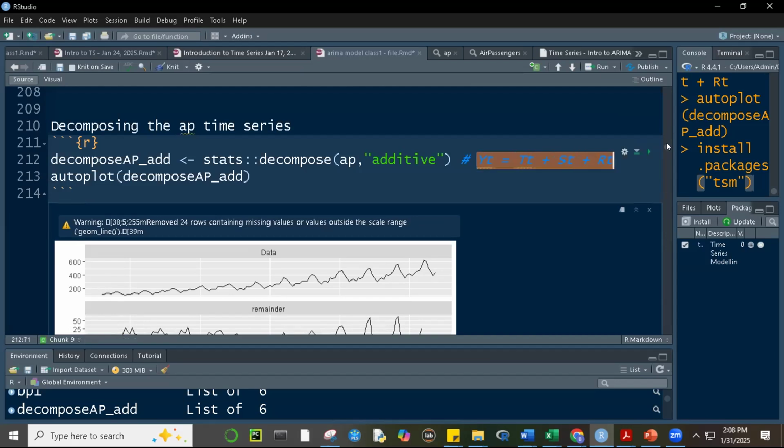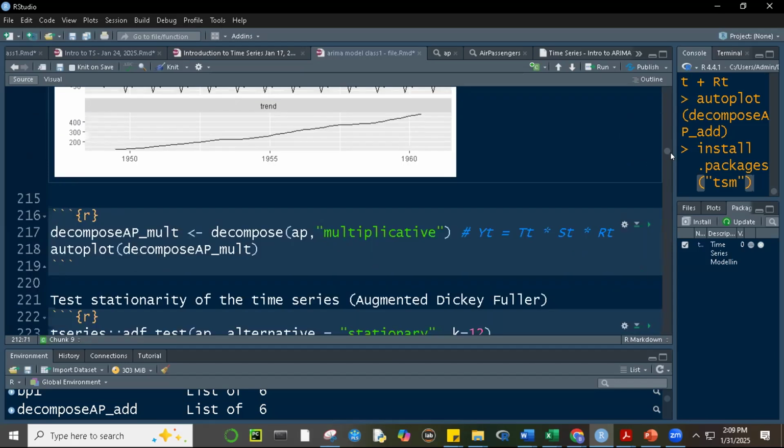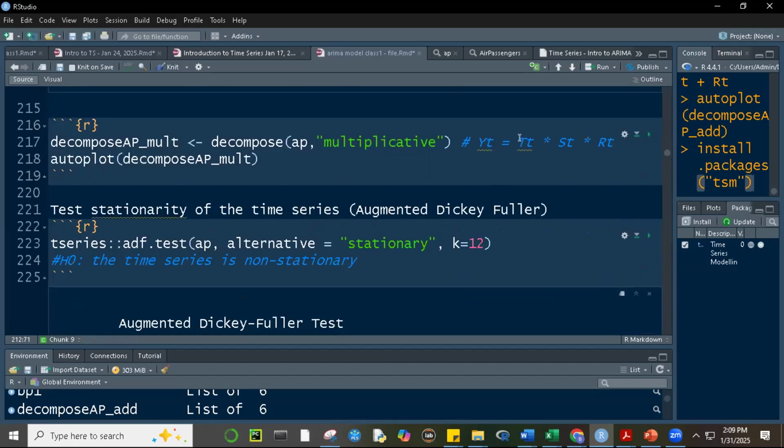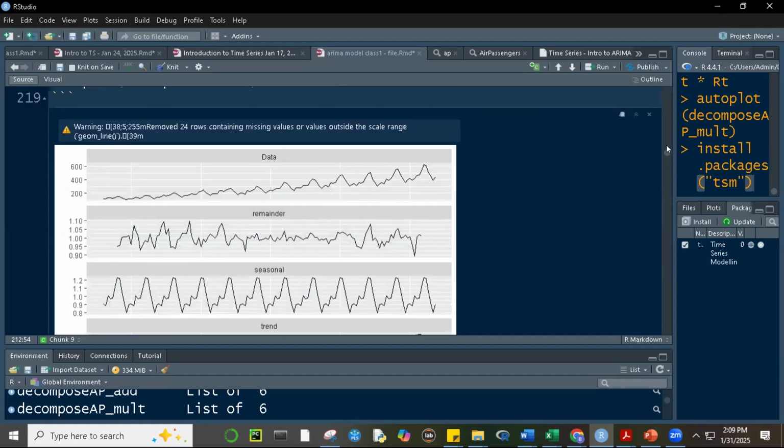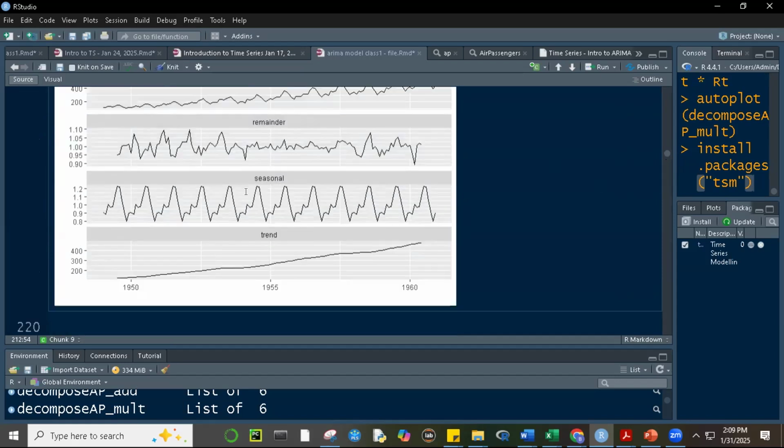Or we can make it multiplicative. But this time it's y sub t is equal to trend times seasonality times the random component. Okay, the plot does not so much differ. It's the values that will really differ. So this is your original. This is your random, it's a remainder actually, and then your seasonal, and then your trend.